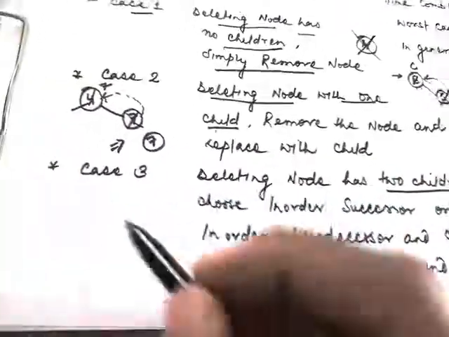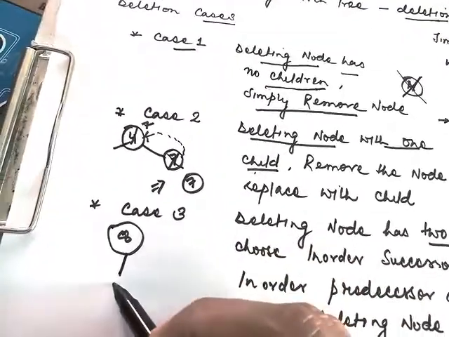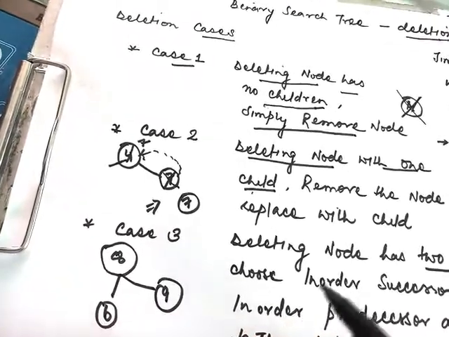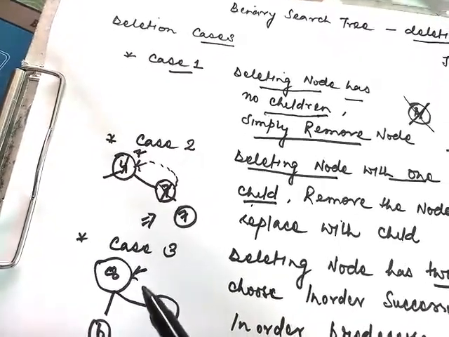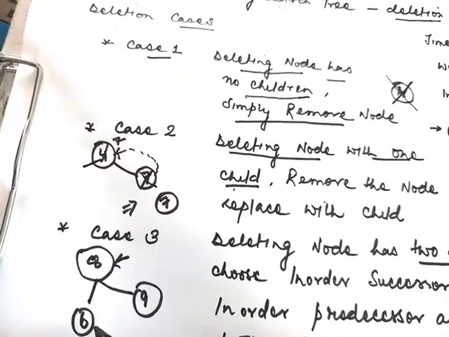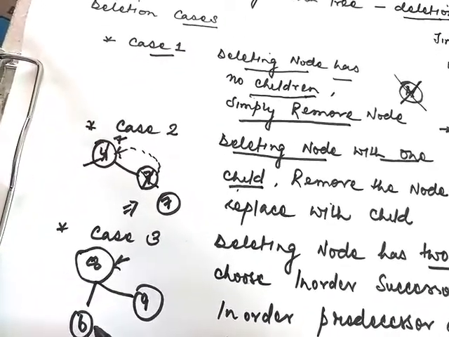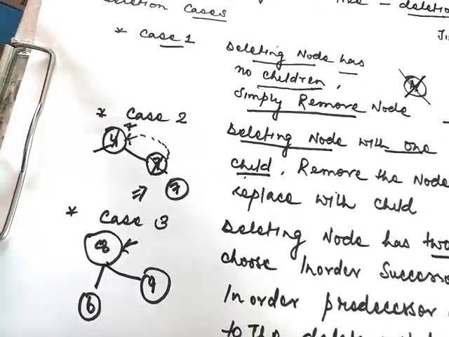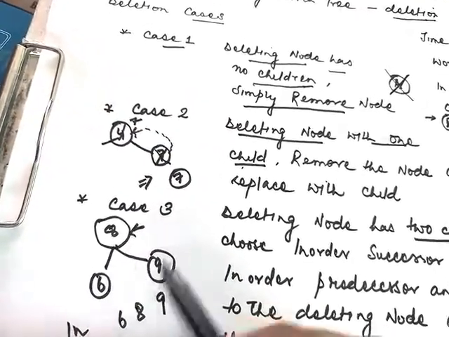And case 3 is, just assume that we have a node 8 and it has two children, 6 and for example 9, and we have to remove this 8. So if we have to remove the node 8, I can copy the in order predecessor of 8. Who is the in order predecessor? Okay, can you find out the in order? So it will be 6, 8, 9. That is the in order of this tree.